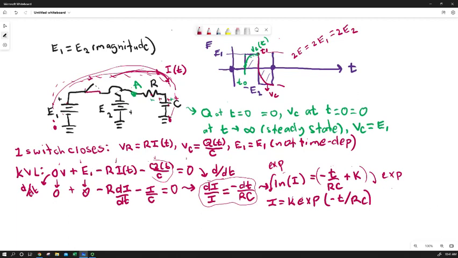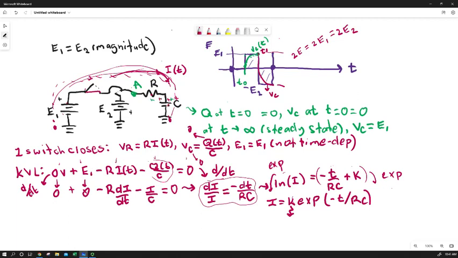Eventually it'll just stop. Now, when it stops, we've got to evaluate this K. And for that, we need to look at what's going on when t equals 0. At time 0, the capacitor was discharged. There was absolutely no charge on it. So that means V sub C was 0 at time equals 0.